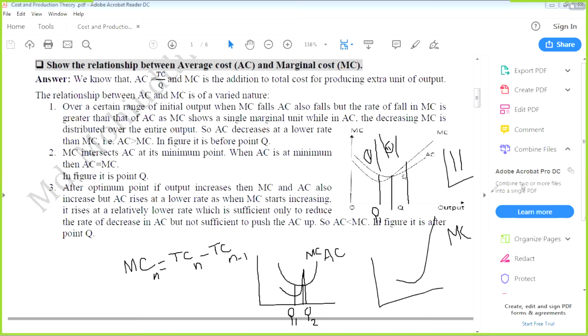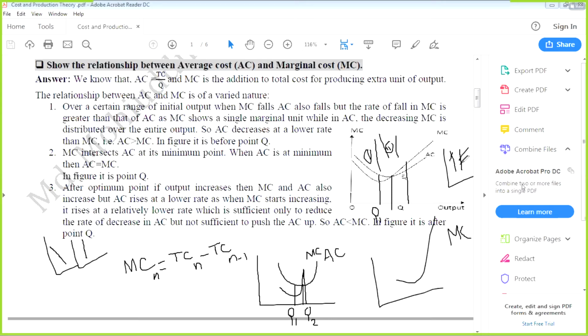Which one's falling rate is higher? This one or this one? Both of them look the same. No, look. If it is this way, and if it is this way, tell me which one is falling quickly. The second one is falling quickly.